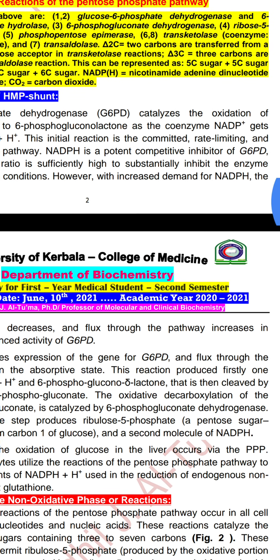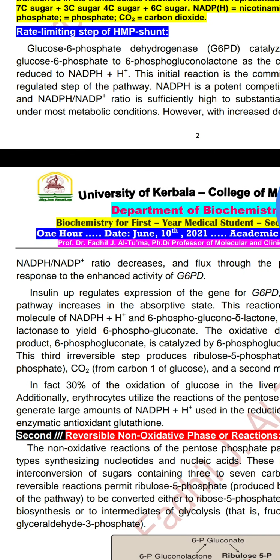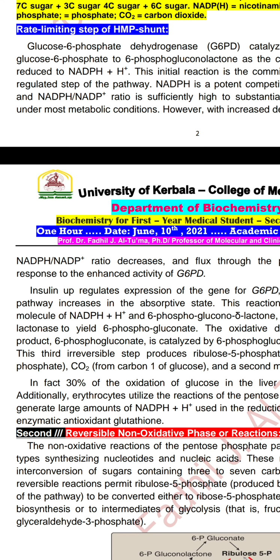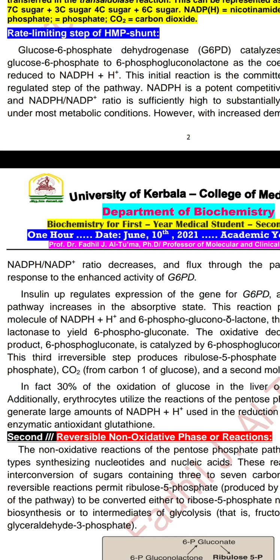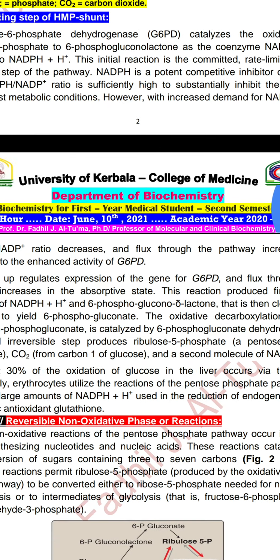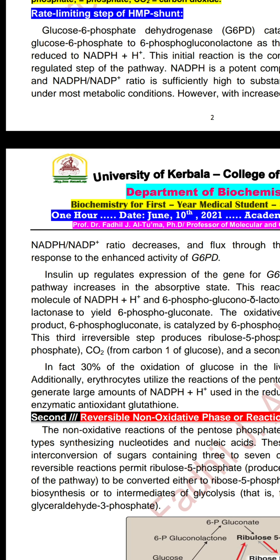The increased demand for NADPH, that means when the NADPH to NADP positive ratio is decreased, the flux through the pathway increases in response to the enhanced activity of the enzyme. عندما تقل هذه النسبة يتحفز الإنزيم لإنتاج another NADPH product حتى يزداد تركيزه لأنه الخلايا تحتاج as reductive compound and as very important antioxidant biomolecule. Okay, زين.